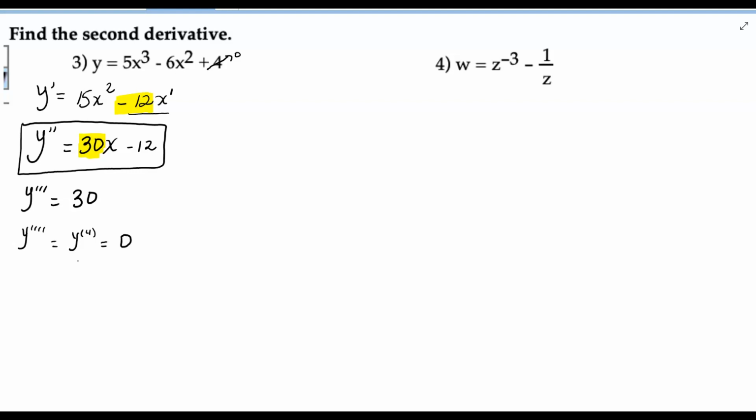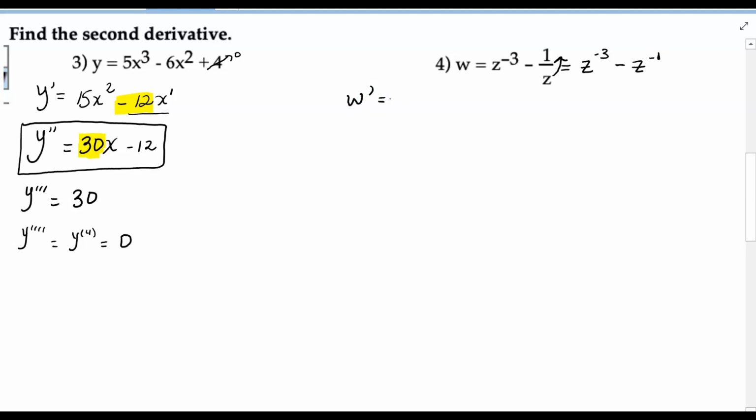But the same is not true on number 4. So let's take a look at number 4. If I have w equals z to the minus 3 minus 1 over z, first I have to rethink this. So z to the minus 3 is okay. It's this that I have to bring up with the negative exponent rule. So minus z to the negative 1. Looks something like that.